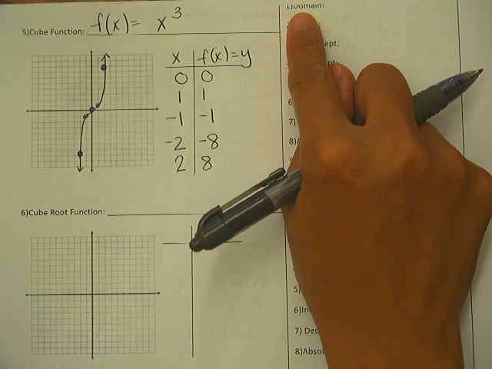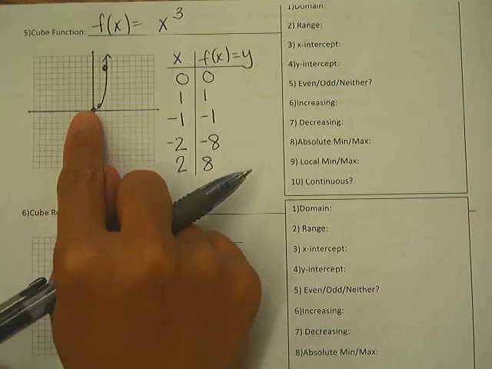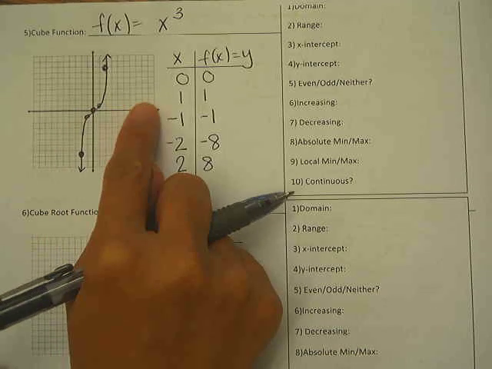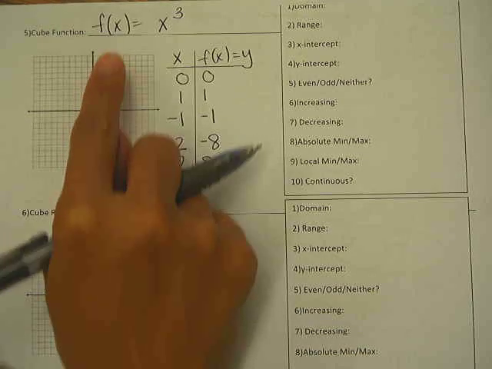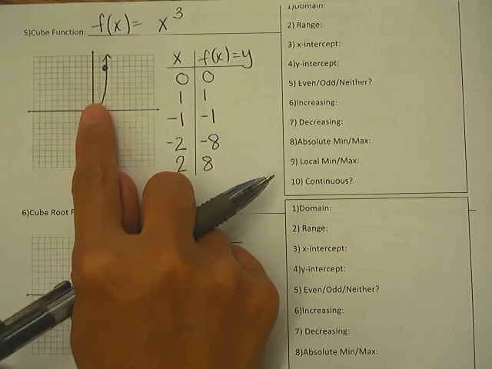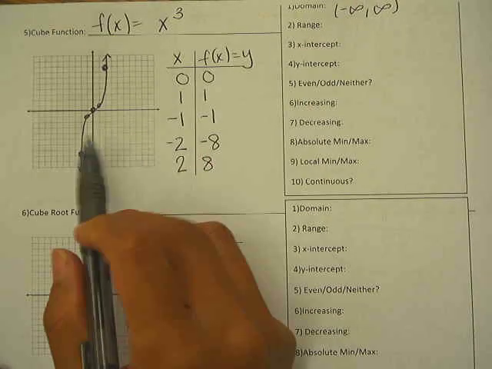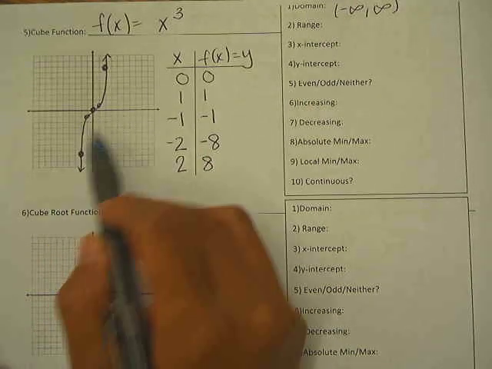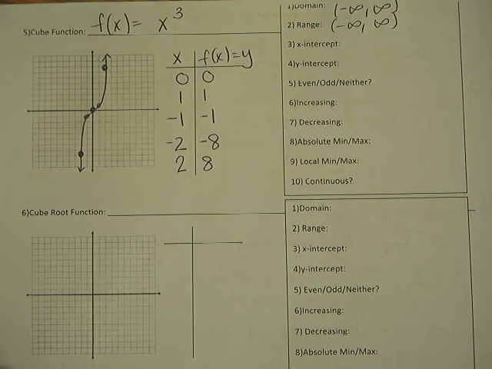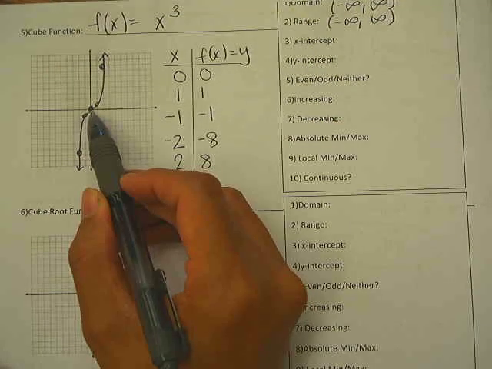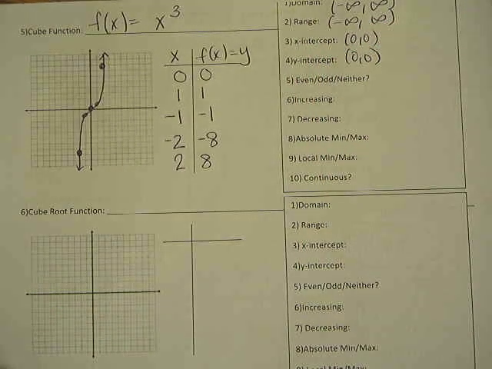So let's talk about the domain. The domain is talking about the x-axis. Do you think this function will eventually go to the right forever? So this is an arrow, right? Goes up and out. This is going out and down. So the domain is going to be negative infinity to infinity. The range, that sounds more obvious, down and up forever. So also negative infinity to infinity. X-intercept and y-intercept, they both cross over at the origin. Is it even, odd, or neither?